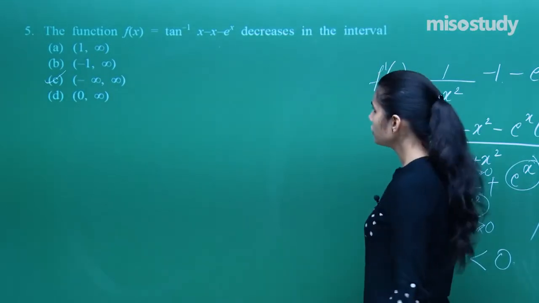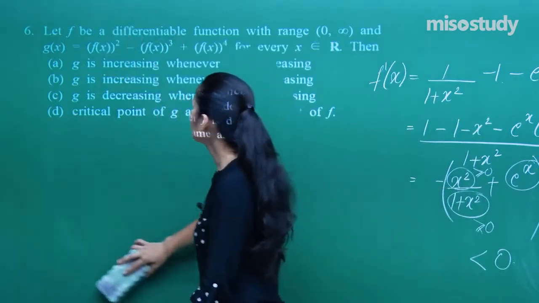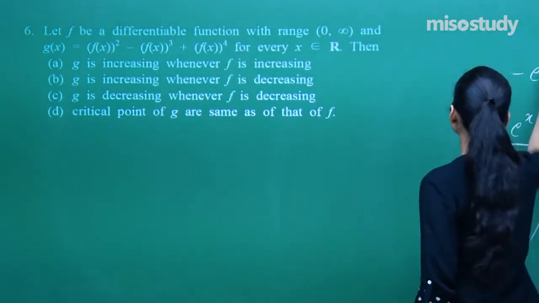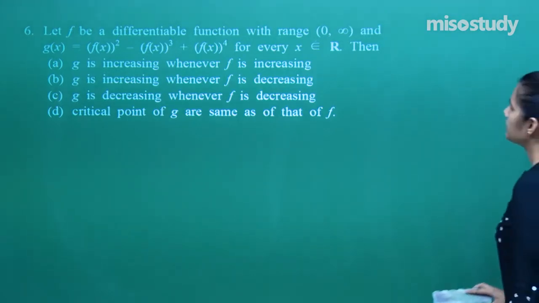Okay? Moving to the next, we have: let f be a differentiable function with range being 0 to infinity. If the range is 0 to infinity, it means f(x) is a strictly positive function throughout.